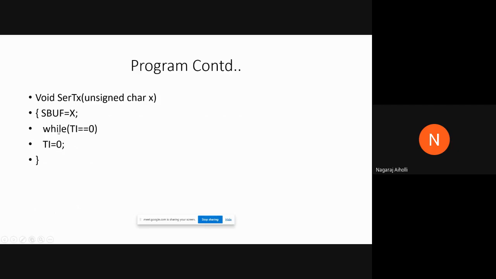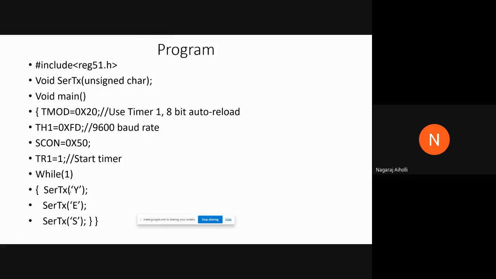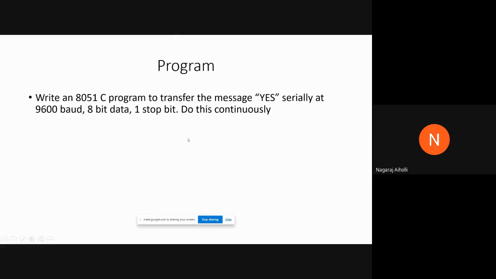Then once all the bits of the character e are sent, the TI flag becomes high. Then we have to clear the TI flag for the next round of operation. Similarly, the last character, that is s, will be sent. Like this we are sending the message yes serially at 9600 baud rate, 8-bit data, one stop bit and one start bit, and this is done continuously.